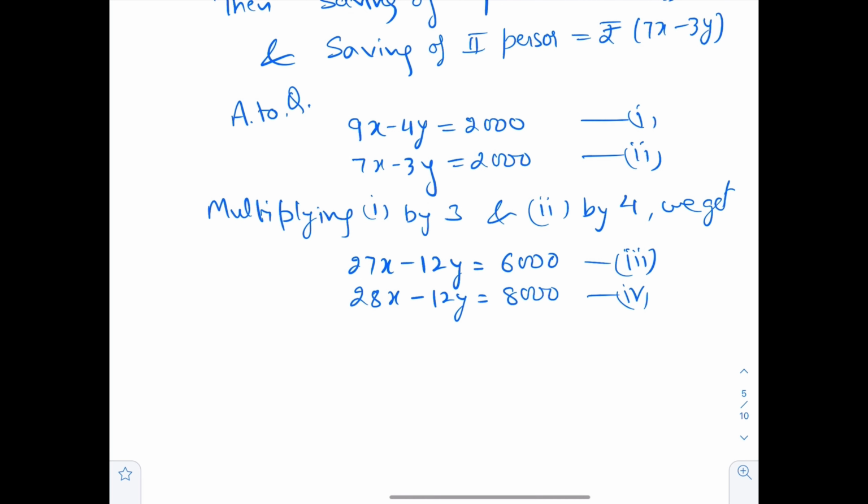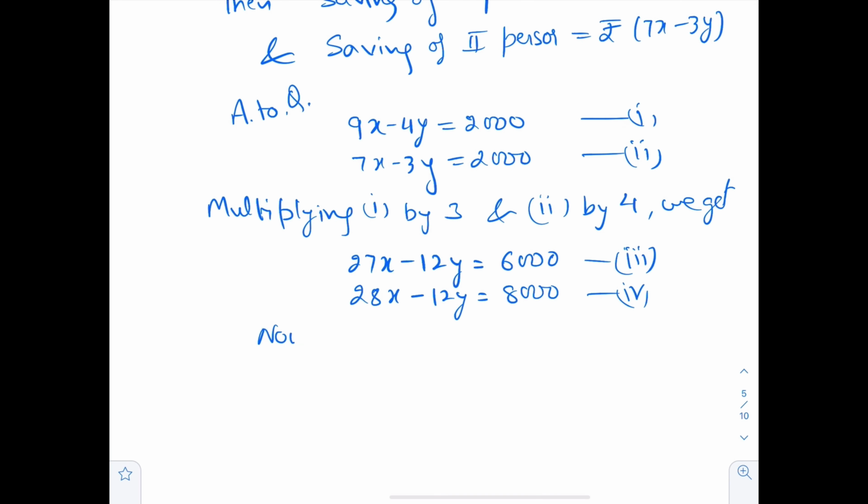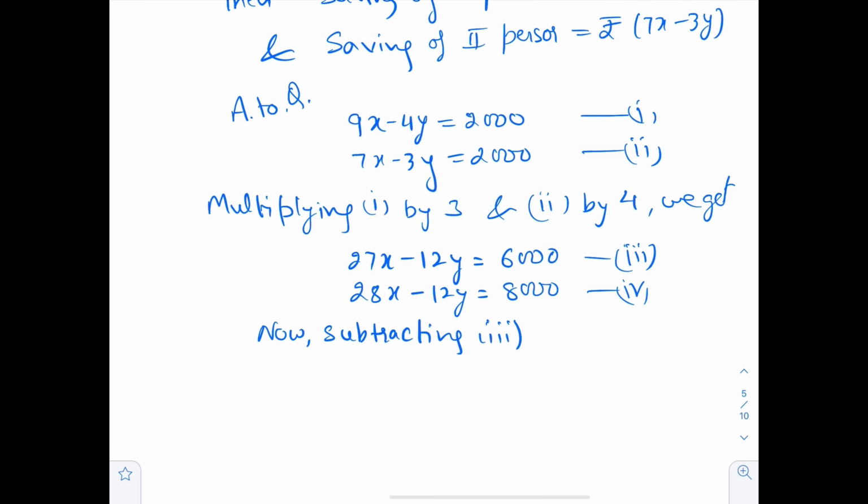Now subtracting equation number 3 from equation number 4, we get x equal to 2000.